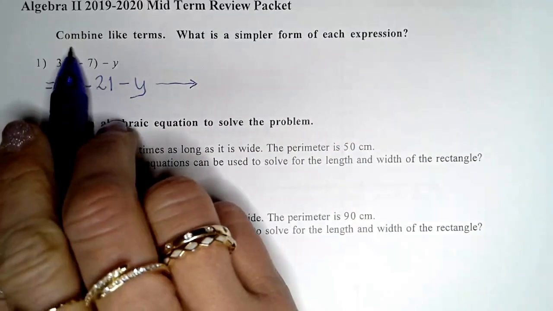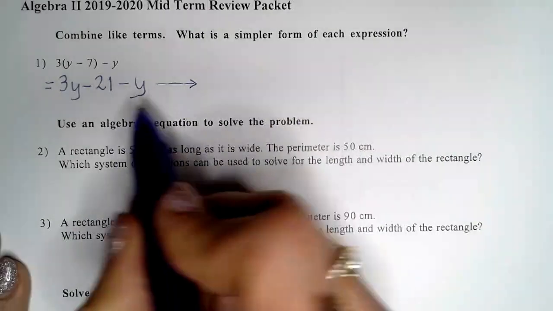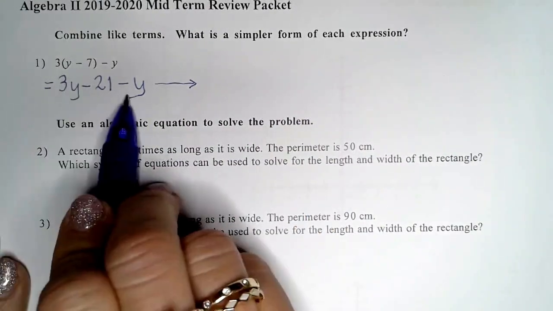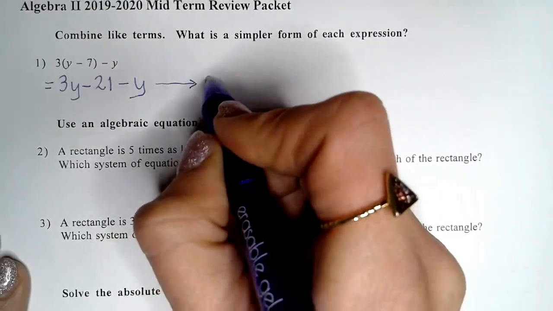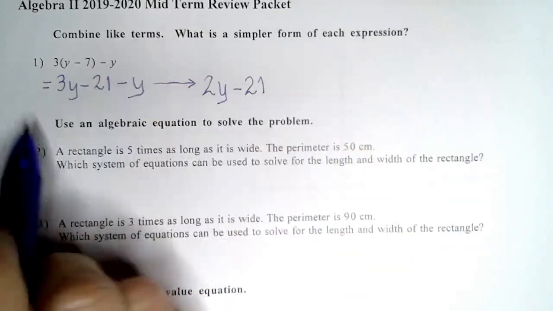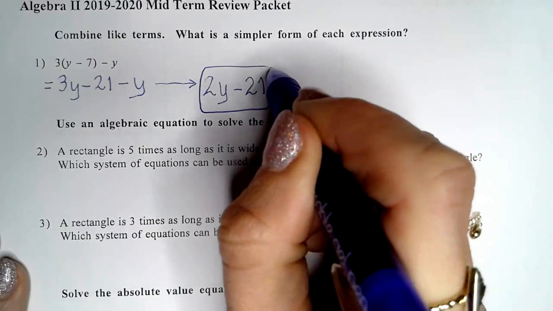I need to simplify and combine like terms. So if I want to combine a little bit more, Josh, what else can I do on this example? Okay, so 3y and the minus y, so that became, what was it? Good, 2y, and the minus 21 just stays there. Since there's no equal sign, that's it, you're done. And that's your answer, okay?